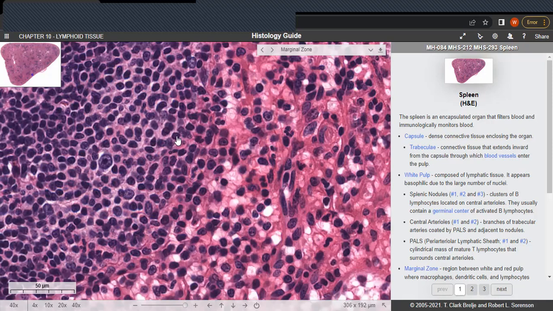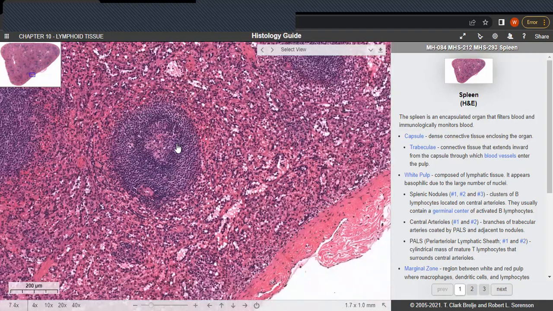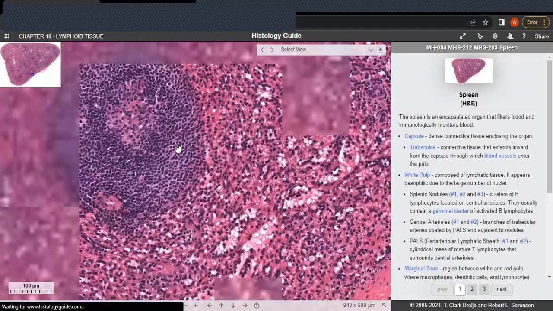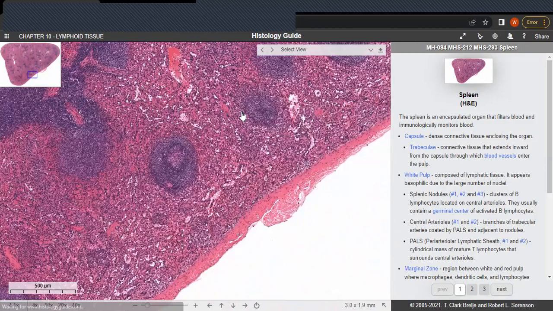You can see this is one. This is a white part here, another white part here. Then you can see this region in between, that is what is known as the marginal zone.